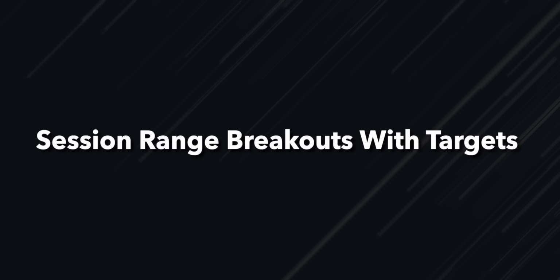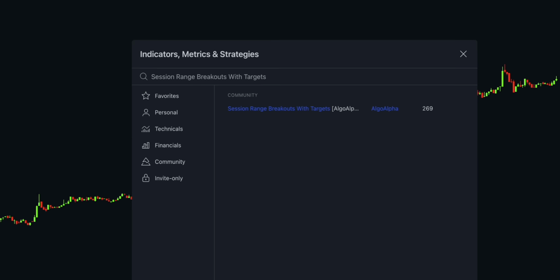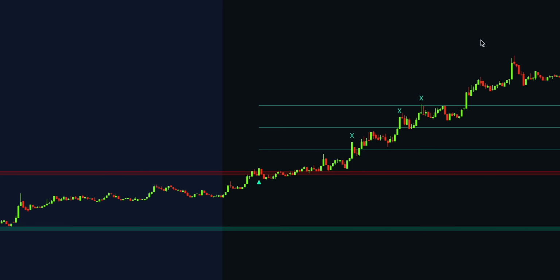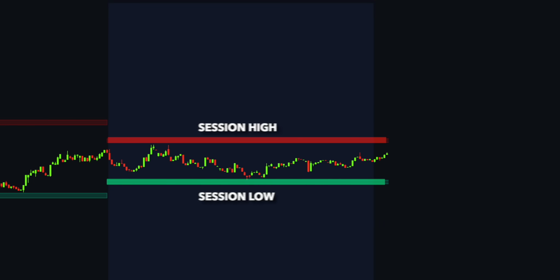Next up on my list is Session Range Breakouts with Targets. This indicator works in the 5-minute time frame. Session Range Breakouts with Targets highlights key breakout levels from major trading sessions, such as Asian, American, and European, while also allowing for custom sessions. This tool adapts to market volatility, using the average true range to calculate dynamic price zones, making it highly effective at filtering false breakouts and identifying profitable trade opportunities.